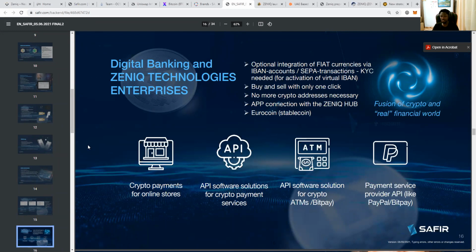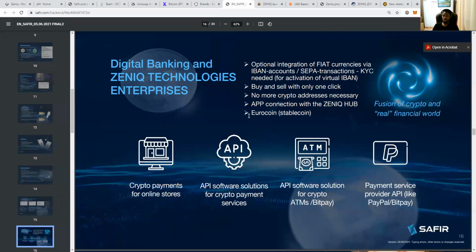And of course, you get to see the API software solutions for the ATM. This would help the ATMs to be able to transact with crypto and fiat concurrently. So if you have fiat, you can deposit that fiat and have it as crypto funds in your account. You can use your crypto funds to go in and withdraw fiat. That is how the API software solutions have been designed.